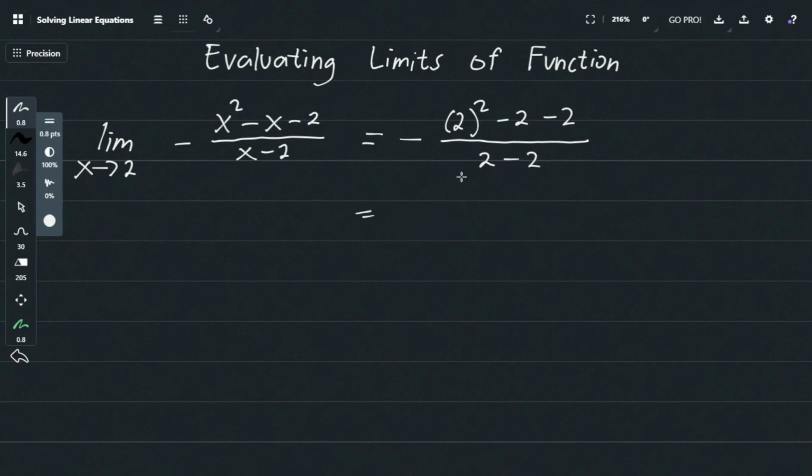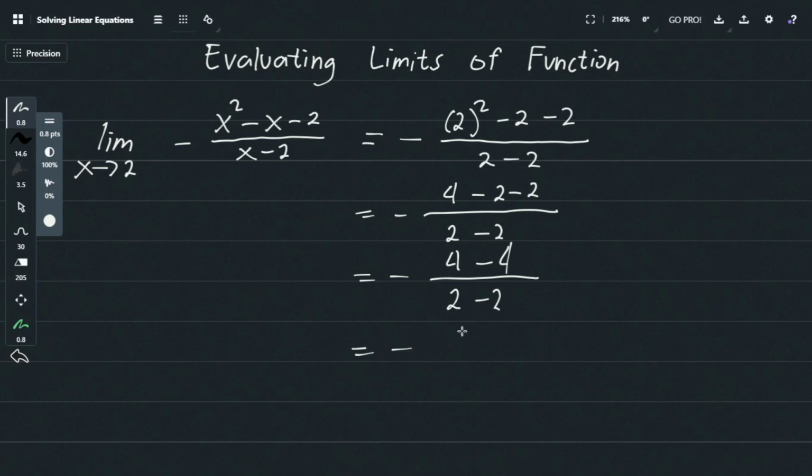Okay, so we're just going to simplify. We have 4 minus 2 minus 2 all over 2 minus 2. Okay, so we have 4 minus negative 2 minus 2, which is just negative 4. Then 2 minus 2. So we have negative 0 all over 0. So as you can see, it's still in indeterminate form. So we can solve this problem by factoring this expression.